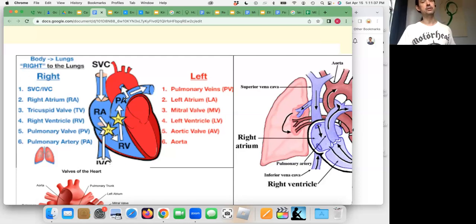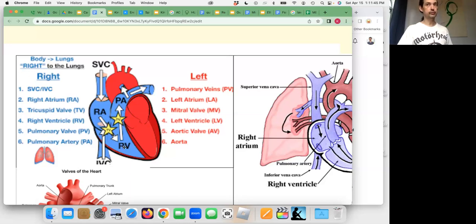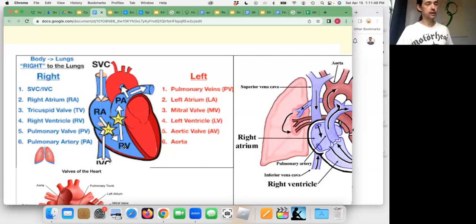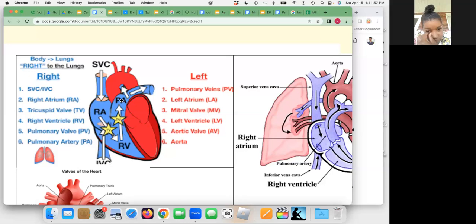Right ventricle into the pulmonary artery, through the pulmonary valve. Yes: right ventricle, pulmonary valve, pulmonary artery.